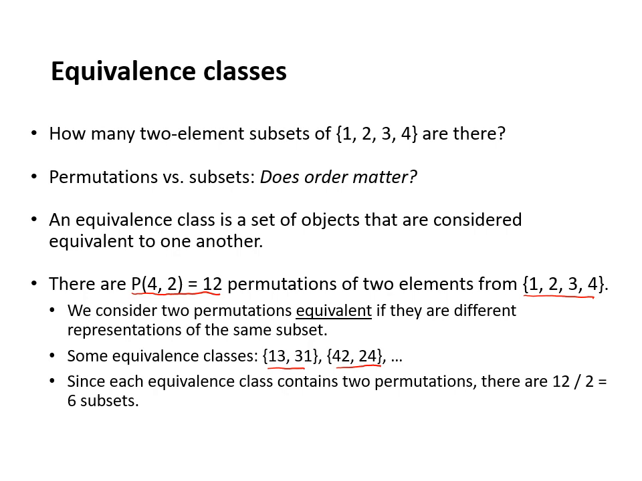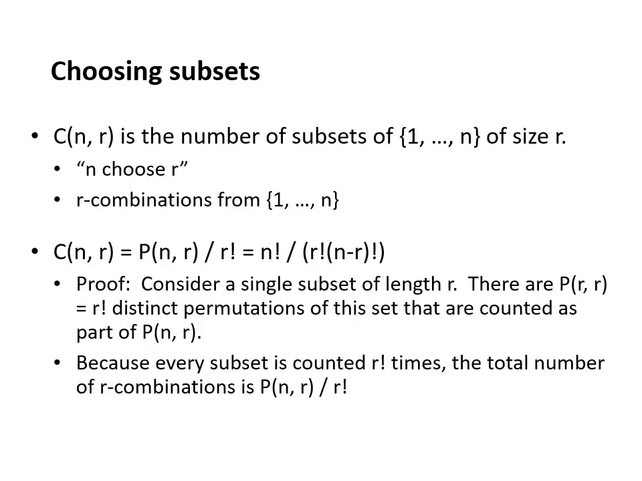Since each equivalence class contains 2 permutations, there are 12 divided by 2, which is equal to 6 subsets, these 2-element subsets of this set of elements 1, 2, 3, 4. Okay, so this was an example. Let's see how we would derive a general formula for this, starting with permutations.